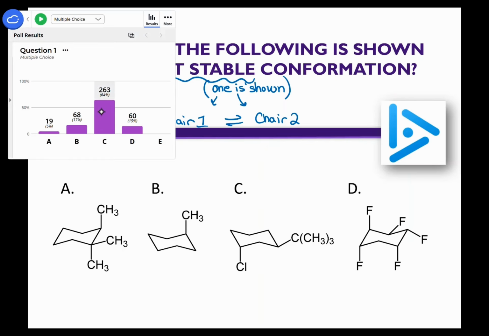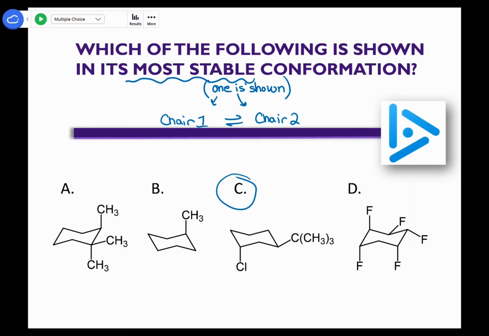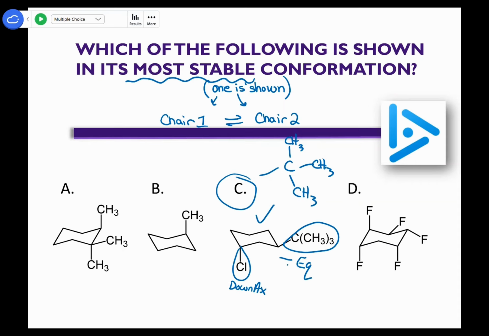Okay, just over half went for C, and I'm going to agree with you on that. That means that over half of us recognized this substituent here, a carbon with 3 methyl groups, so it's very bulky. The bulkiest substituent, the biggest one on any given molecule, is in the equatorial position here. Equatorial as in contrast to an up or down axial. The largest substituent is in an equatorial position, therefore C is its most stable conformation.